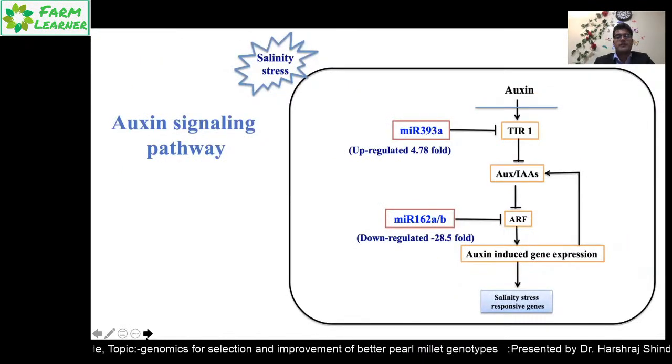Then we also went to find out the pathways which microRNAs regulate during salinity stress, and we found that during salinity stress in pearl millet, microRNAs and their target genes regulate the auxin signaling pathway. Here you can see that these upregulated and downregulated microRNAs regulate many auxin signaling pathway genes. And these genes finally contribute to the salinity stress response during salinity stress.